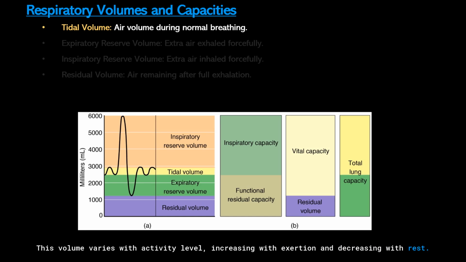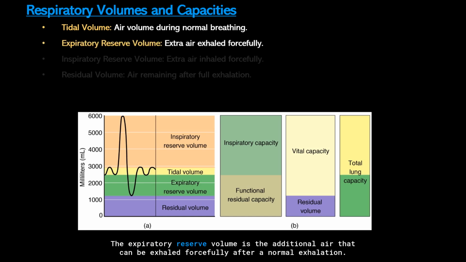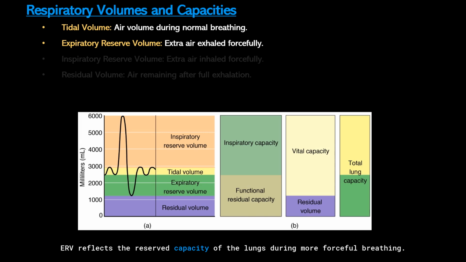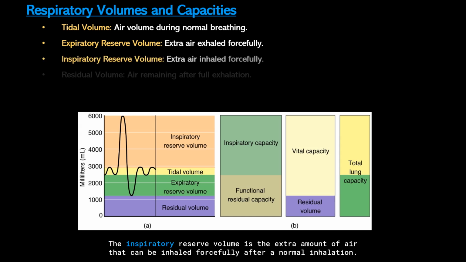The expiratory reserve volume is the additional air that can be exhaled forcefully after a normal exhalation. ERV reflects the reserve capacity of the lungs during more forceful breathing. The inspiratory reserve volume is the extra amount of air that can be inhaled forcefully after a normal inhalation. The IRV represents the additional volume available during times of increased oxygen demand, such as exercise.